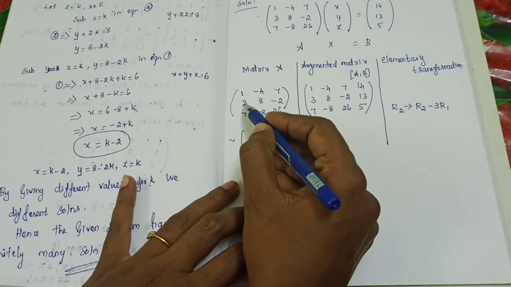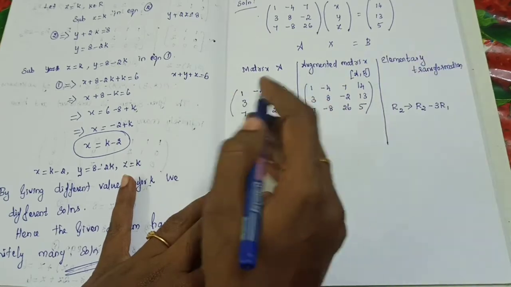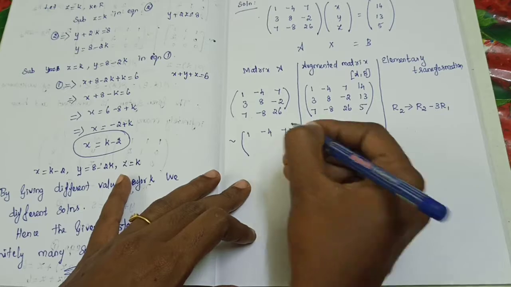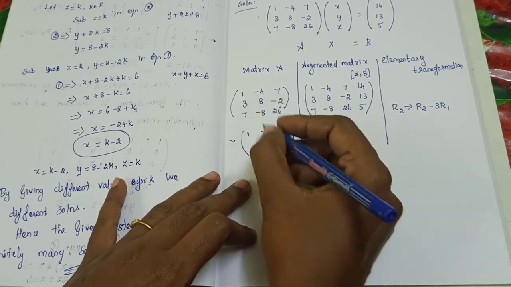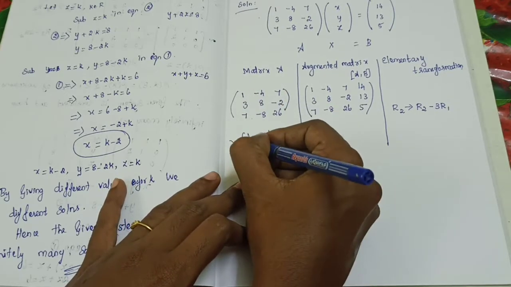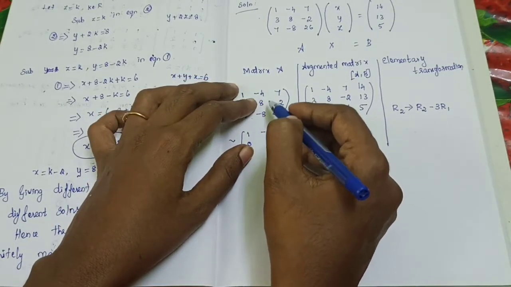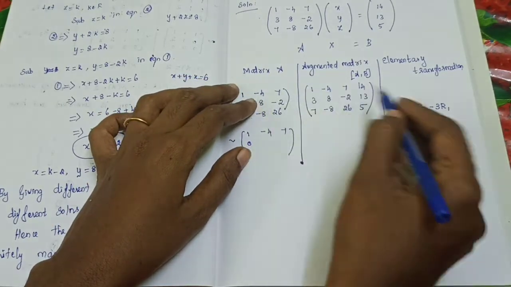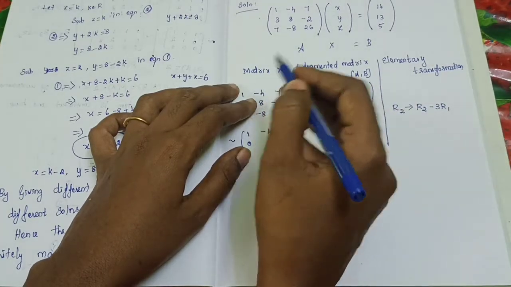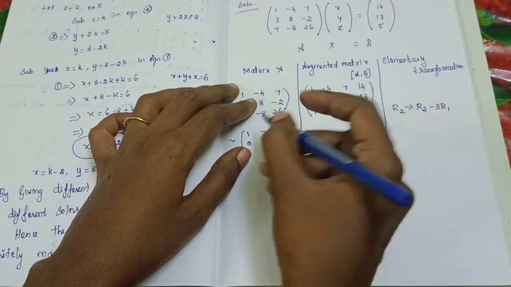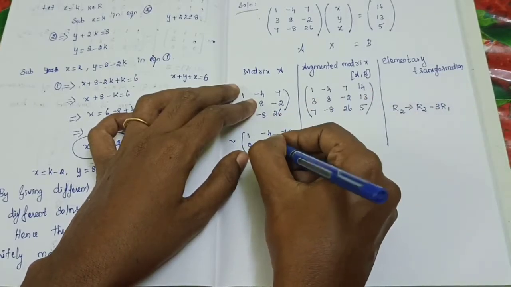Shall we check? So, 3 into R1 means this will become 0. Is it right? 3 minus 3. So, first row same, 7. Then 3 minus 3 into R1, so 3 minus 3 means 0. The next one, 8 minus, carefully you need to do 8 minus 3 into minus 4. So minus into minus, automatically it will become plus. So 8 plus 12 we will get, that is 20.